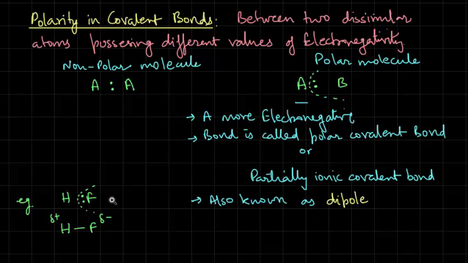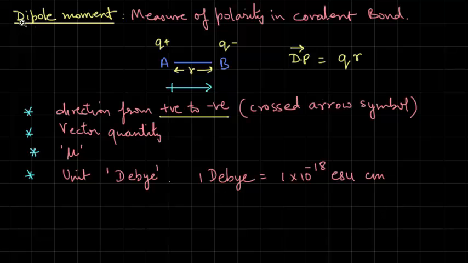In the case of dipole, the atom which is less electronegative will have a partially positive charge. So in the example of HF, fluorine is much more electronegative than hydrogen, so it will pull the electron pair towards itself. So it will have a partially negative charge and hydrogen will have a partially positive charge. So this gives a formation of dipole. Now when we talk about dipole, we have another term called dipole moment. We'll study this in electrostatics in 12th class physics also, but just the basics we'll do now. It's a measure of polarity in a covalent bond.